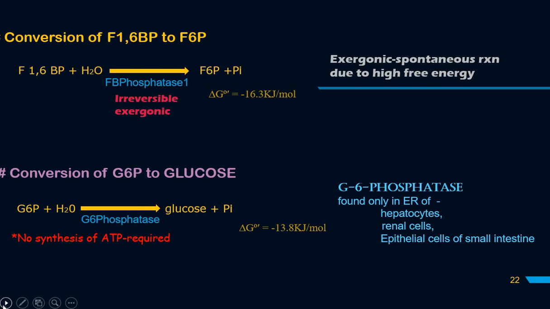இது எப்படி நடக்குதுன்னா, as in the earlier reaction, addition of water molecules in presence of glucose 6 phosphatase. But in this reaction no synthesis of ATP is required, and the amount of free energy liberated here is minus 13.8 kilojoule per mole. Glucose 6 phosphatase is found only in erythrocytes, hepatocytes, renal cells and epithelial cells of small intestine.